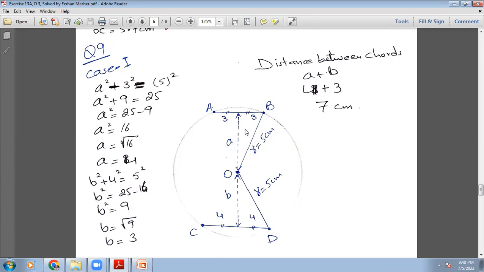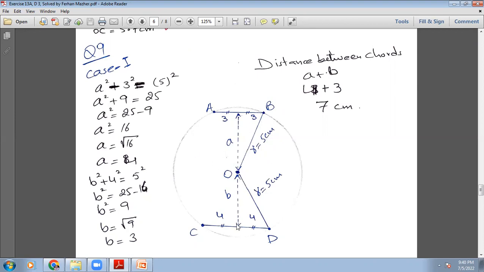The radius is 5. So here I can apply Pythagoras and I can find out the value of the A. So it will be A square plus 3 square equals to 5 square, radius square. So A square plus 9 is equals to 25. A square is equals to 25 minus 9. A square is equals to 16. A will be equals to the square root of the 16 and A will be 4. So the distance of the AB chord from the center is 4.